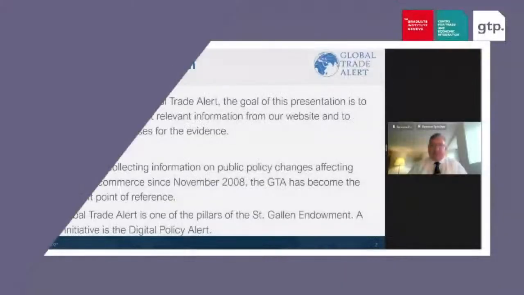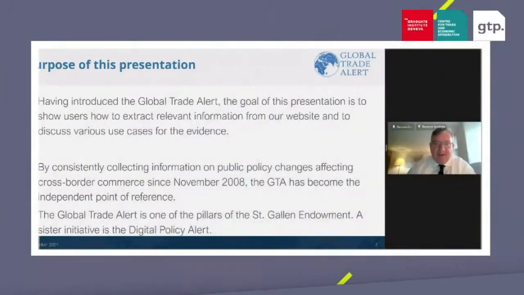Our initiative began in 2009. We started collecting public policy information on changes to trade policy, commercial policy and the like from the 1st of November 2008. That starting date was chosen because that was the month that the G20 leaders said that they would refrain from protectionism at the start of the global financial crisis. And one of the purposes of the GTA at the beginning was to monitor that pledge.